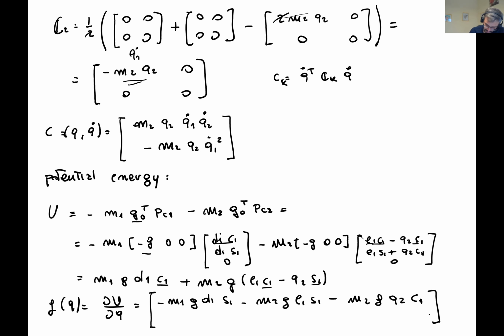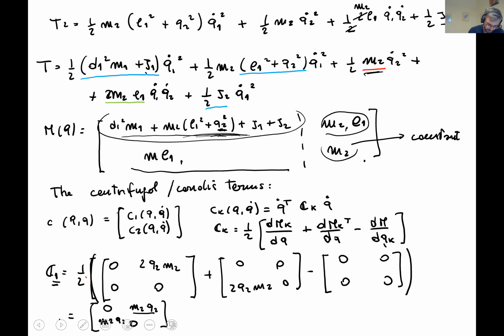Then for the second component, we differentiate with respect to Q2, and we get only this term, so M2 G S1, with the minus before. Okay, then we put everything together and we get the dynamic model of the robot. You see the gravity term only depends on the position. We have the torques here.